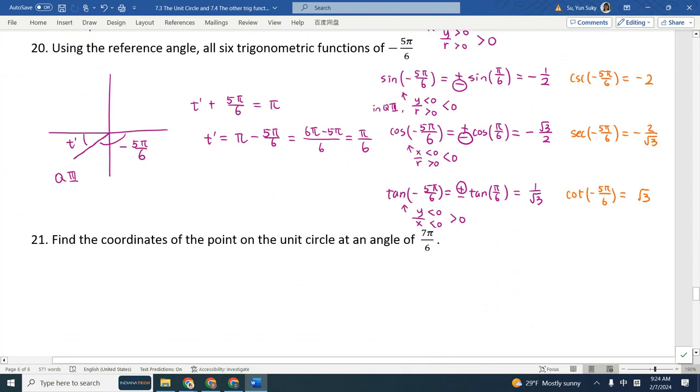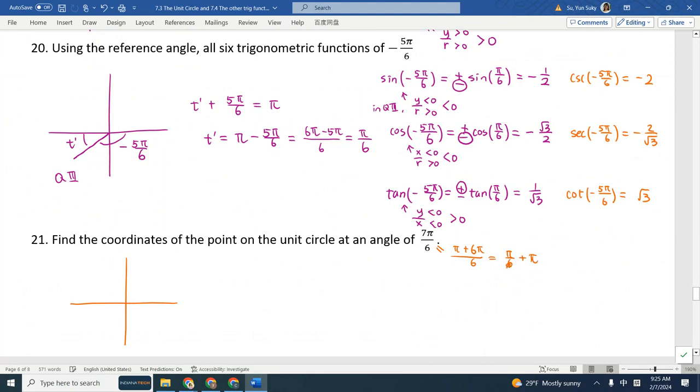Find the coordinate of the point on the unit circle at the angle of 7 pi over 6. Okay. 7 pi over 6 is in which quadrant? 3. Yes. So this is in quadrant 3. And you can see this is like pi plus 6 pi over 6. So this is like pi over 6 plus pi.